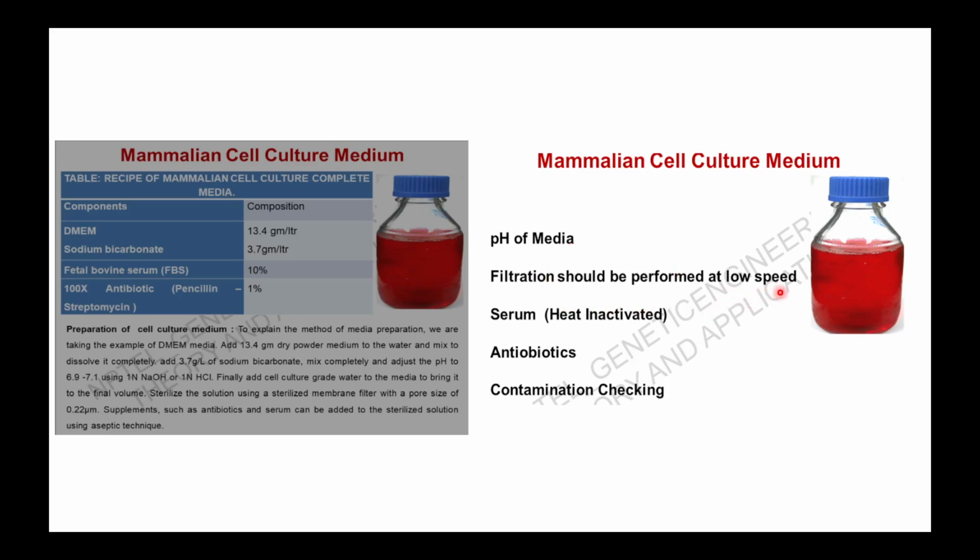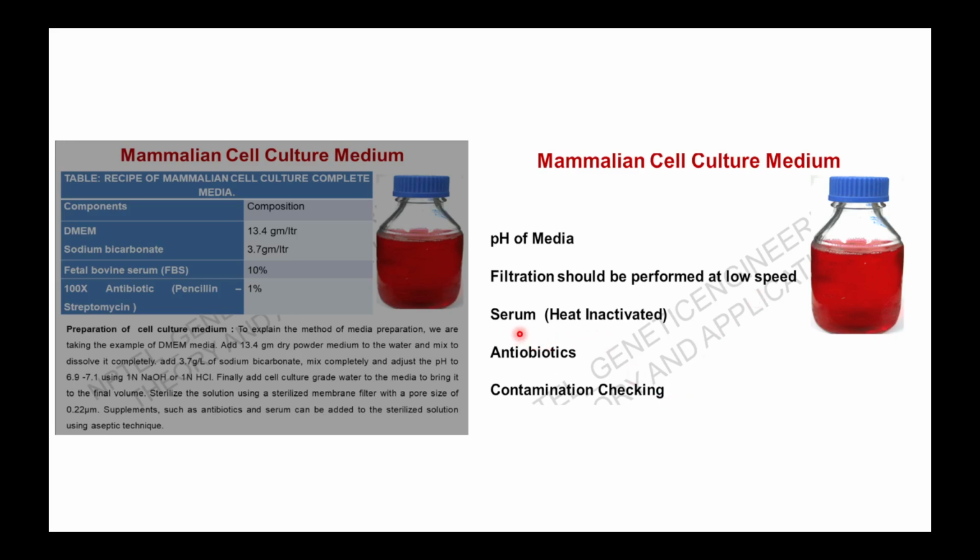And this filtration should be performed at low speed, because if we filter the media at a very high speed, it can enlarge the pores. The size is around 0.22 micrometers, and the pores of the filter paper can get enlarged when we try to filter the whole medium through that small pore size. Then the contaminants that were supposed to be left out can get through the filter paper.